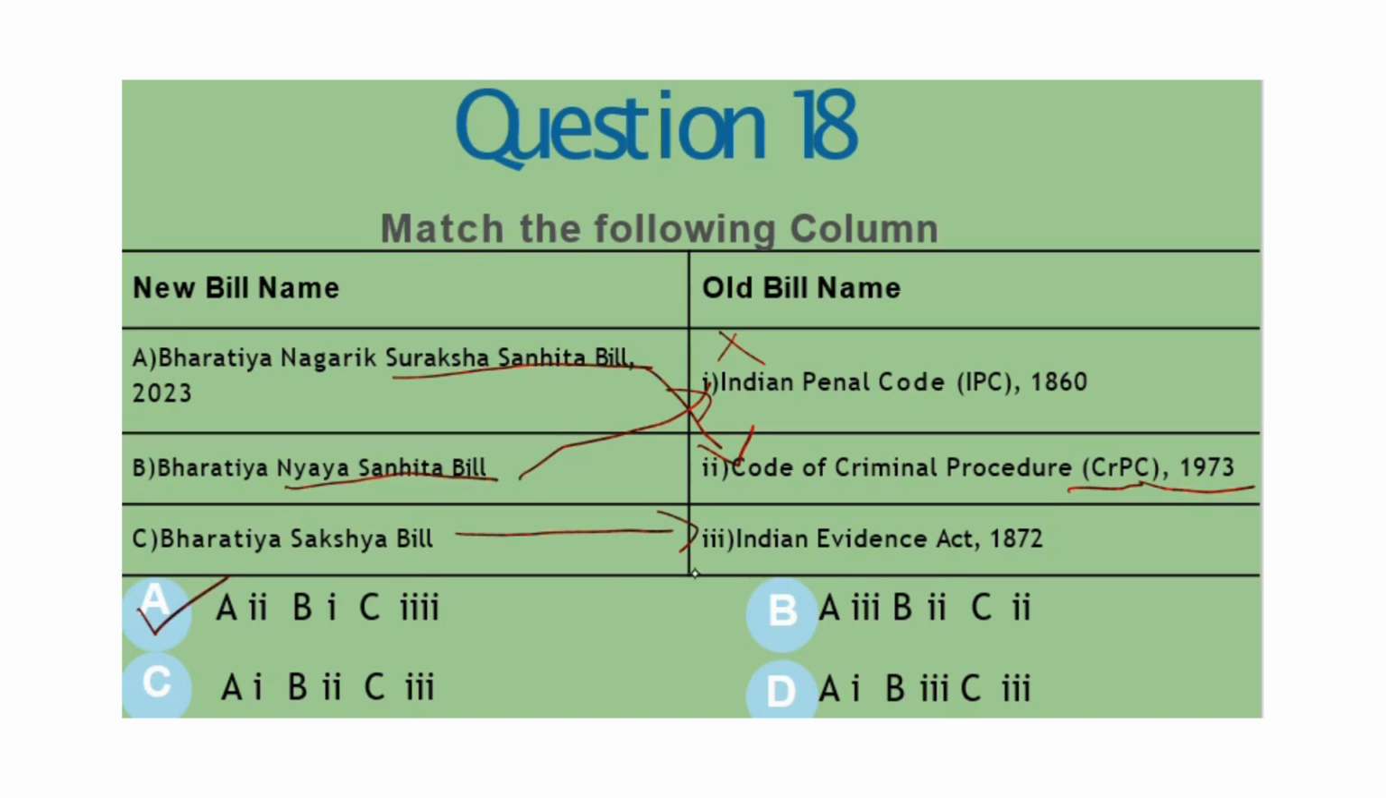So why were the bills repealed? Look at the years. IPC was drafted in the year 1860, CrPC was drafted in the year 1973, and Indian Evidence Act was drafted in the year 1872. So all these three bills were outdated for the current scenario. Okay. So they were repealed and new bills were introduced. So this is for question number 18 and the correct answer is A. Okay. So please remember the old bill name along with the new bill name. You might get a question from here.